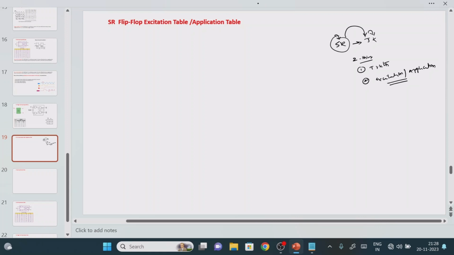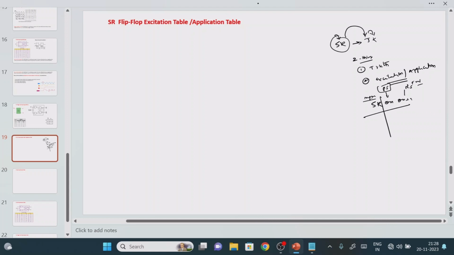One more point to remember here is that if you consider the SR flip-flop, what are the input values you will be getting? S, R, and Qn plus 1. These are the input values. Qn is called the present state or assumption output, and Qn plus 1 is called the next state. NS means next state, PS means present state. The next state or final output value, as we discussed in the previous classes.